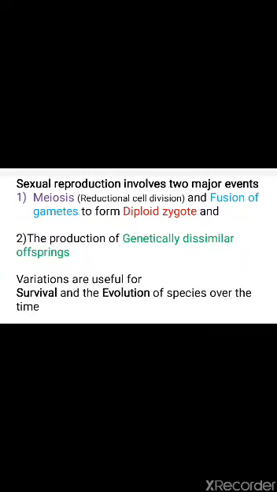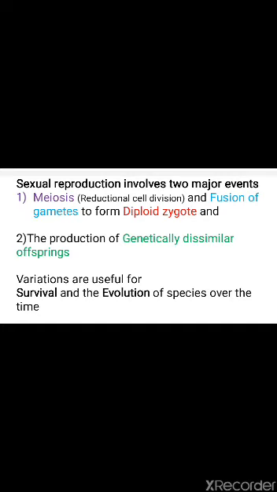Sexual reproduction involves 2 major events: meiosis and the fusion of gametes to form diploid zygote. This is one of the events. So sexual reproduction involves 2 major events. Out of these 2 events, one is meiosis, that is the reductional division, and the fusion of gametes to form diploid zygote. So one male gamete and one female gamete, both are haploid, and after the fusion they form diploid zygote.